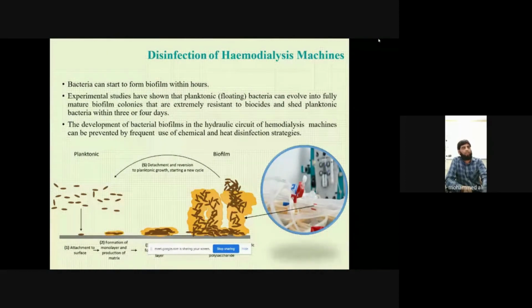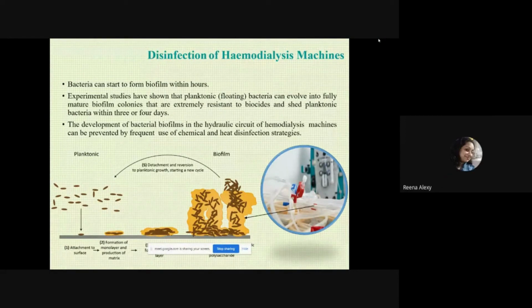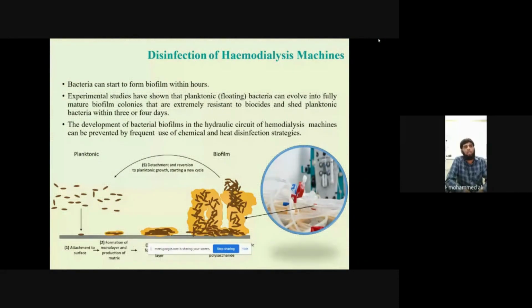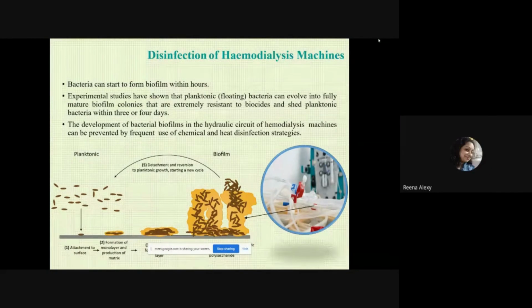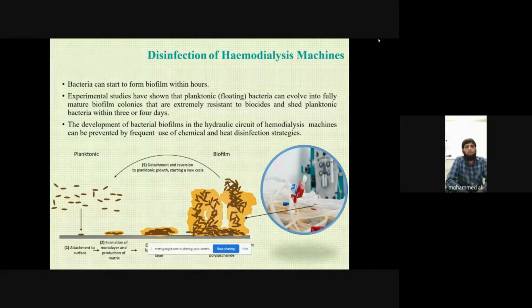जैसे कि यहाँ पे कहा गया कि experimental studies have shown that planktonic floating bacteria can evolve into fully mature biofilms, colonies that are extremely resistant to biocides, and shed planktonic bacteria within 3 to 4 days. इसमें क्या होता है कि अगर इसको हम ज्यादा देर तक डिसइंफेक्ट नहीं करेंगे तो एक बायोफिल्म ऐसी तैयार होती है जिससे नॉर्मली रिंस से ये बैक्टीरिया निकलता नहीं है। Development of bacterial biofilm in the hydraulic circuit of hemodialysis machine can be prevented by the frequent use of chemical and heat disinfection strategies.